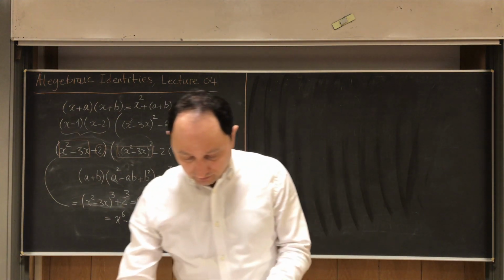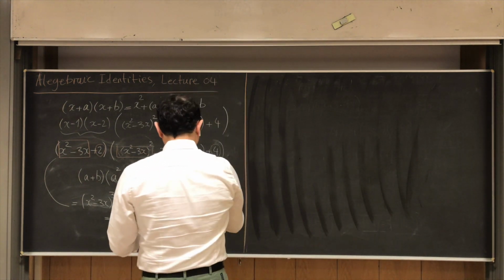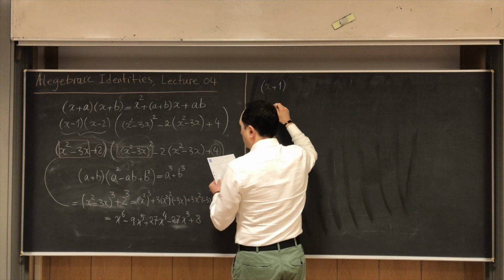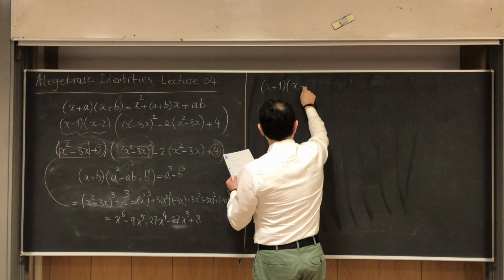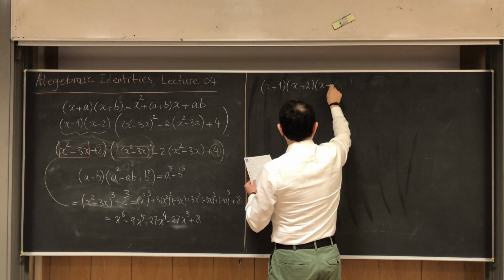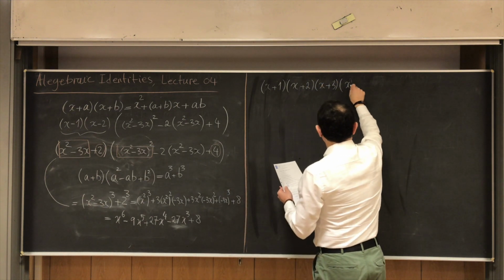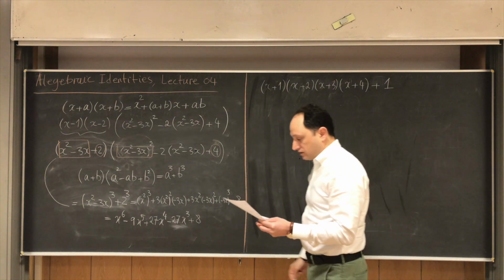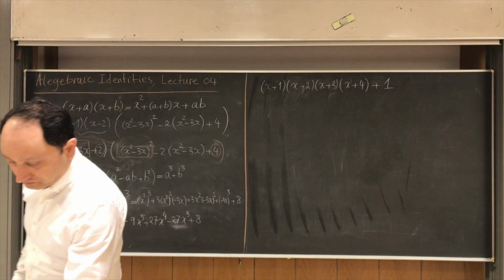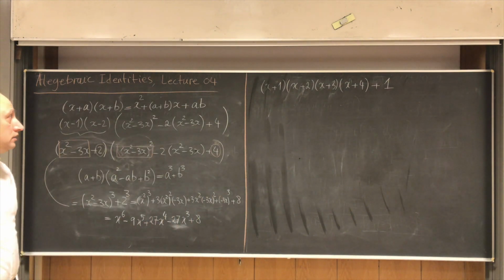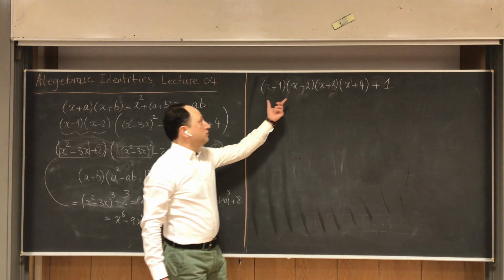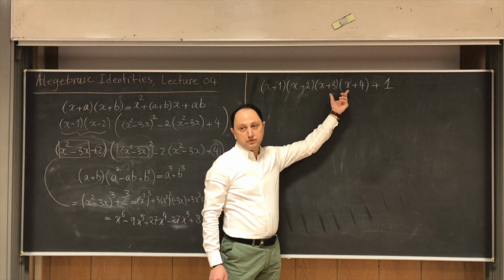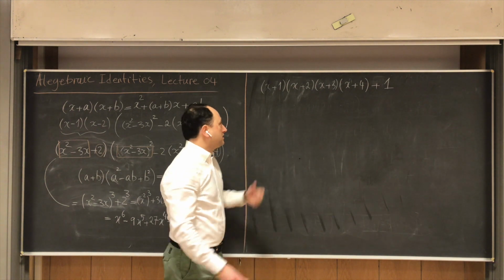Okay, one more example here. For example, I want to expand (x + 1)(x + 2)(x + 3)(x + 4) + 1. Assume that I want to simplify this. Of course, you can see that I can use this identity we just learned here, and the same identity, we can just use them here. And if I do that, let us see what happens.